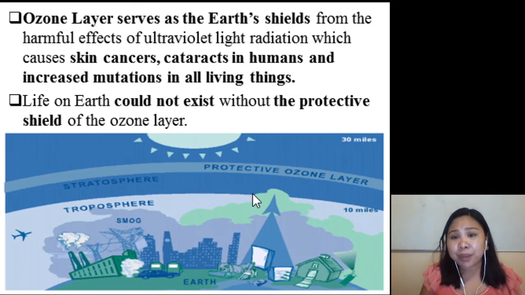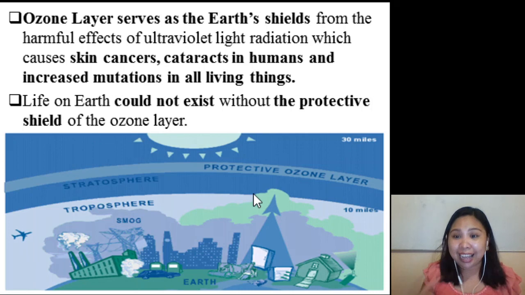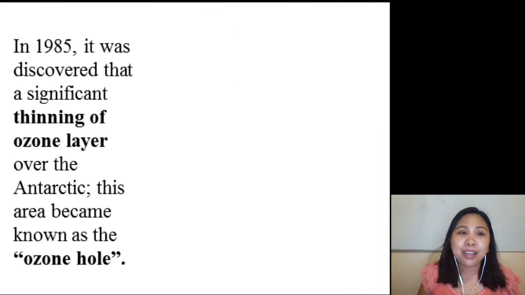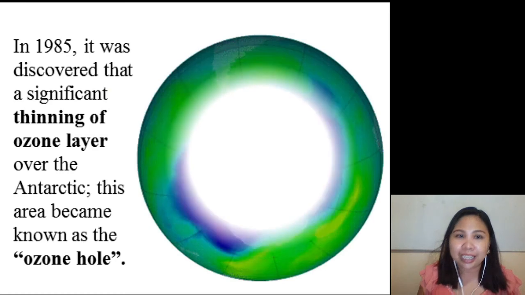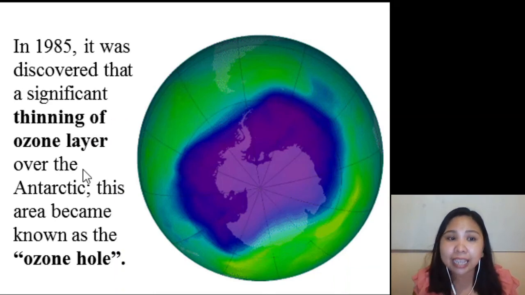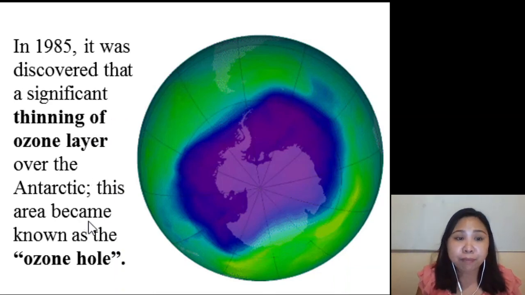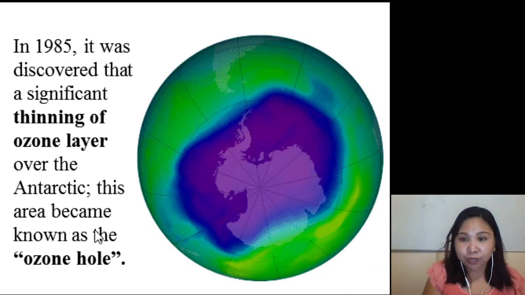But then here we are, human beings, paunti-unti nating sinisira yung kagandahan nung nilikha ng ating poong may kapal. Ano po? Because ayan po. So in 1985, ayan, it was discovered. Ayan, so na-discover daw po that a significant thinning of ozone layer over the Antarctic, this area became known as the ozone hole.